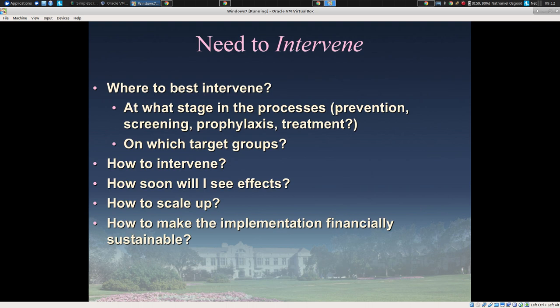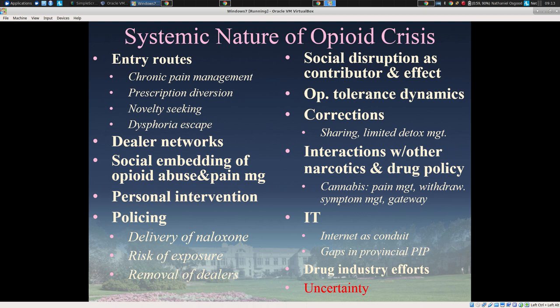Even harder is this need to reason about the effects of interventions: where to best intervene, how to intervene, and implementation science issues, like how soon will I see effects, how can I scale this up, to what degree does that learning from what went on in Saskatoon translate to Toronto or Vancouver? How do we make an implementation financially sustainable? These are issues that I know Sher Yong has looked at in some of his work.